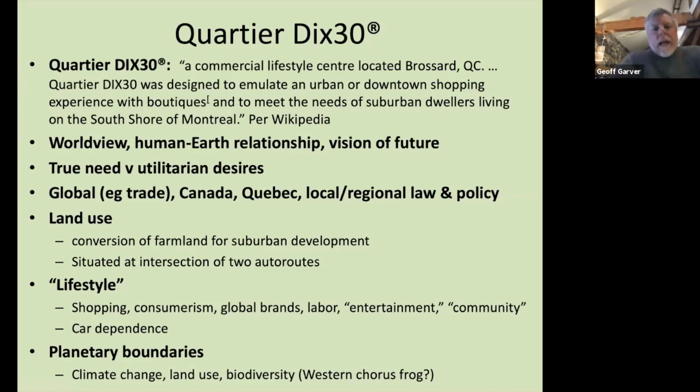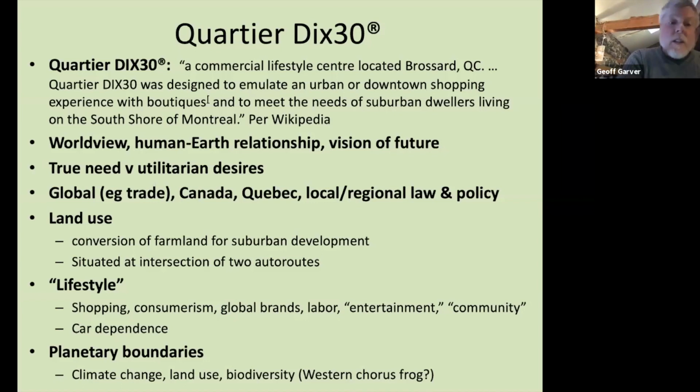I hope you can see why I thought this might be an interesting thing to subject to one of these case studies. It raises questions of the ultimate worldview, or the view of the human-earth relationship, or the vision of the kind of future we want to have. That could be deconstructed in all kinds of ways, to sort out the various ways that's reflected in a whole set of laws and policies. It accentuates how we promote either true need or utilitarian desires. I would say this is really a model of allowing people to fulfill their utilitarian desires in the most efficient way in terms of modern economics, how that treats it.